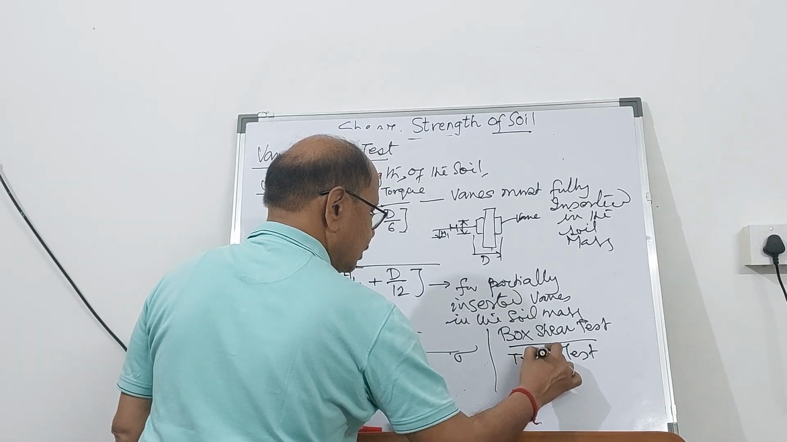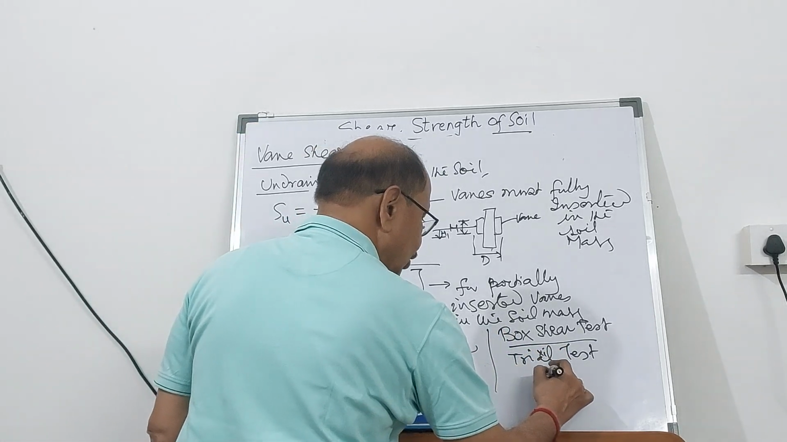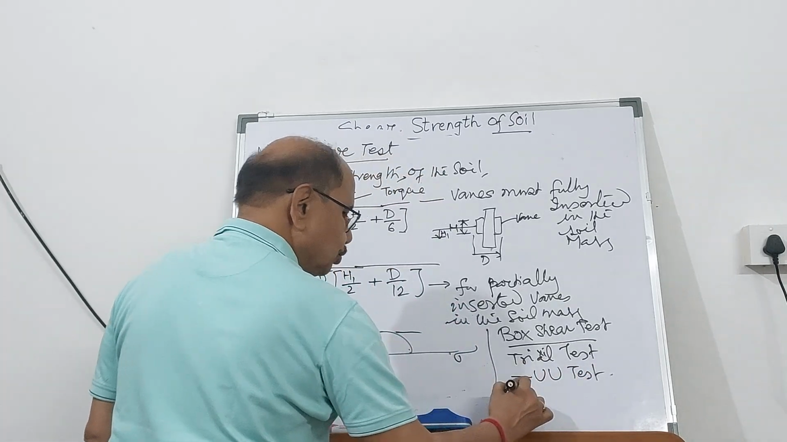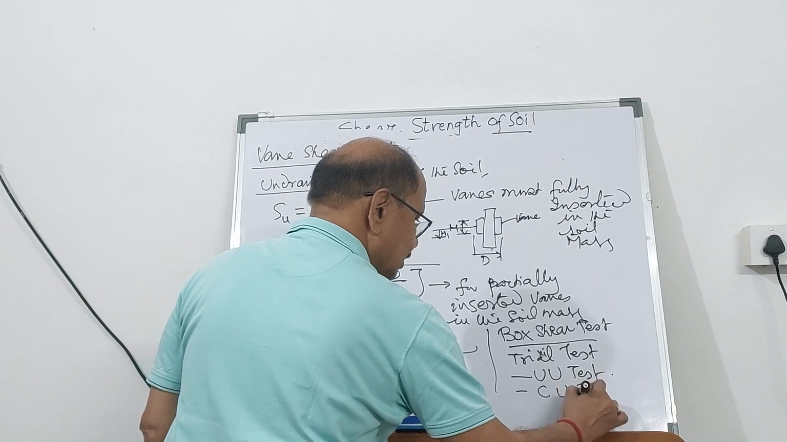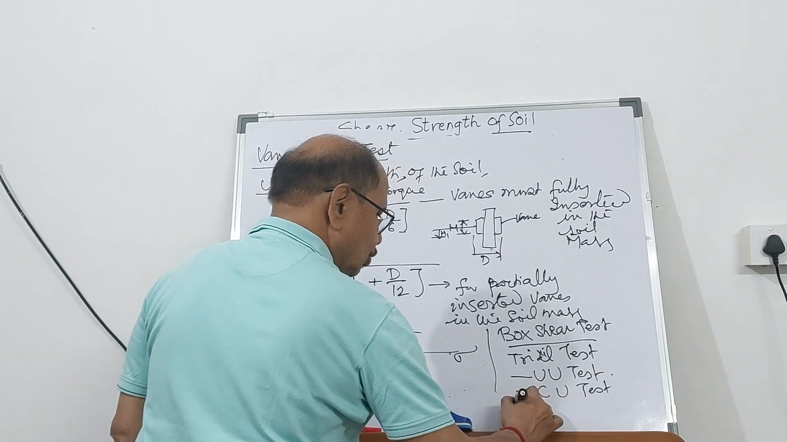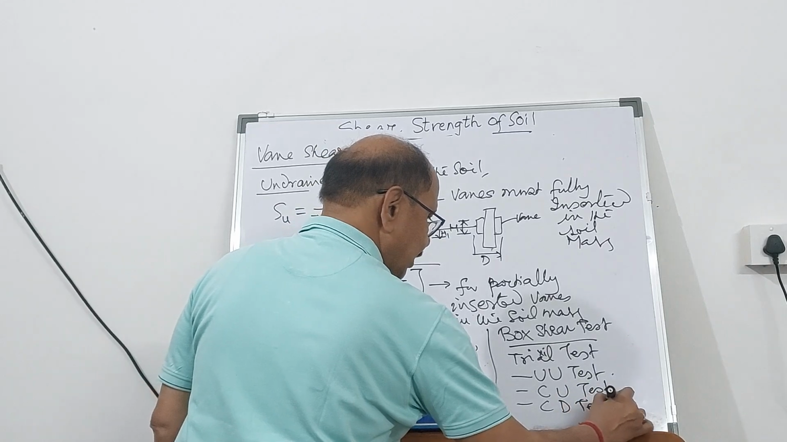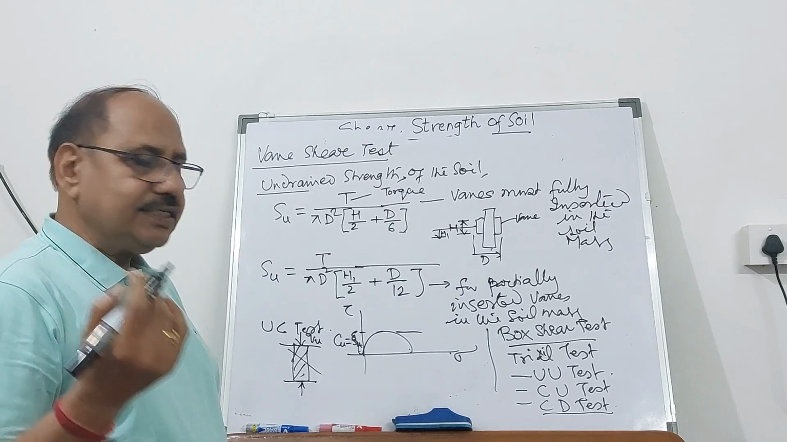Triaxial test. In triaxial test, you have got the unconsolidated undrained test, we call it UU test. You have got the consolidated undrained test. You have got the consolidated drained test. Say if it is sand, the pore water pressure will easily escape.